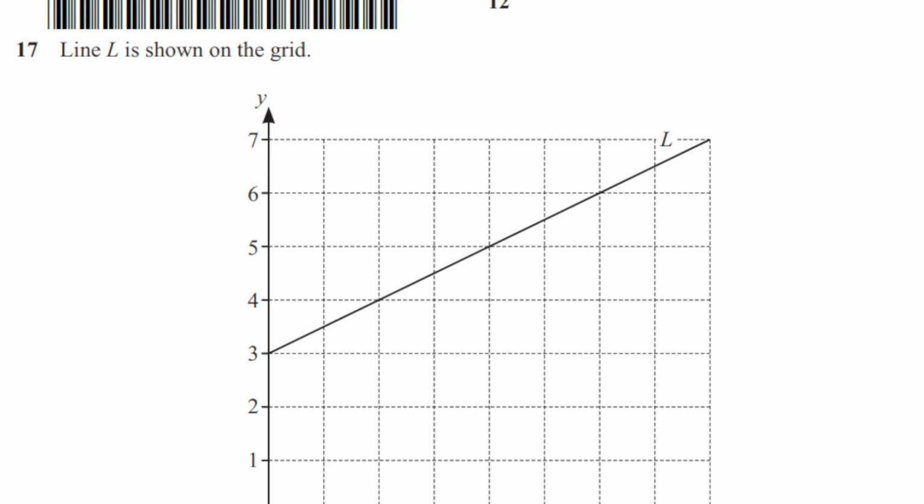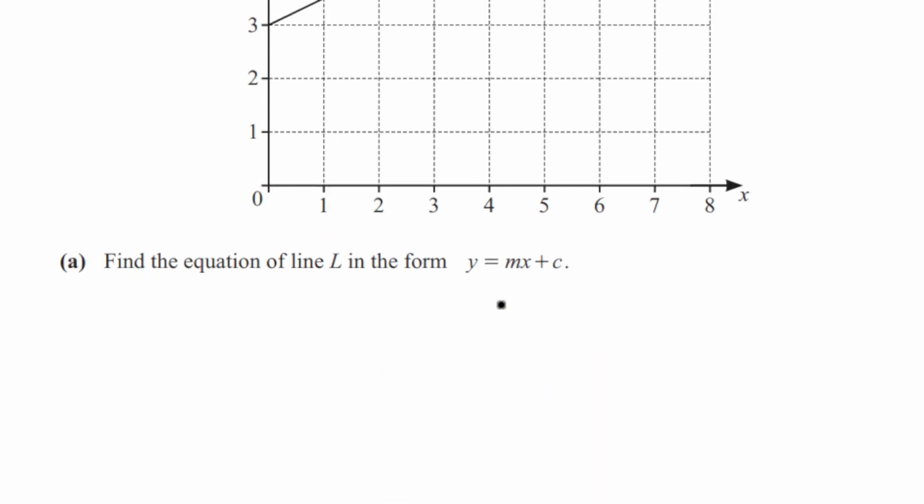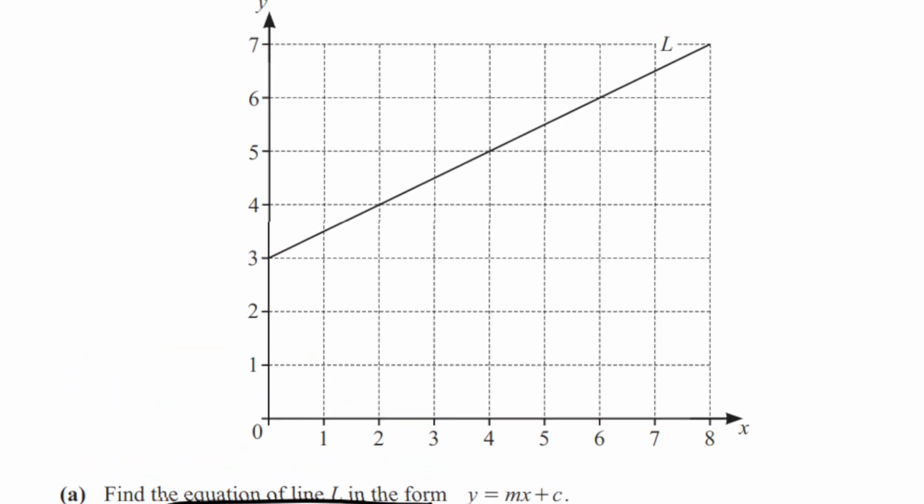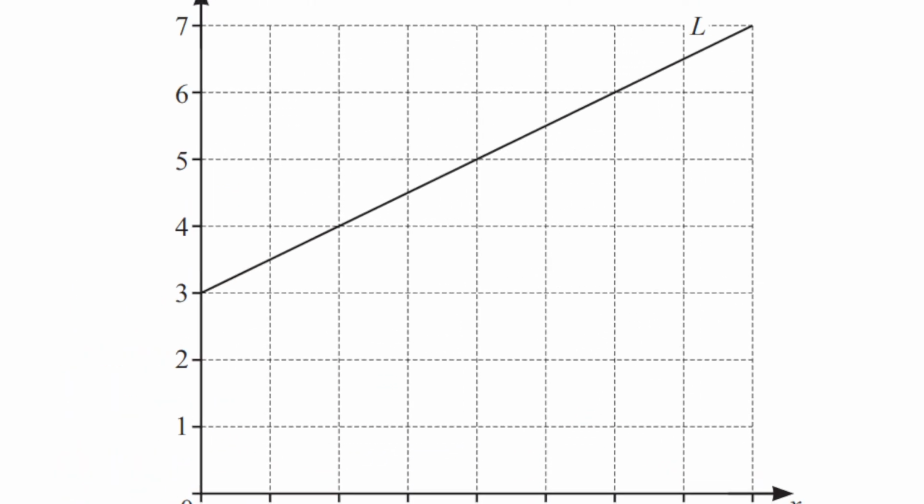Question 17 here is 4 marks. This is Cambridge non-calculator paper. So the question says, this is line L. Find the equation of line L. That's the question. Find the equation of this line. Now, to do this question, let's just zoom in.